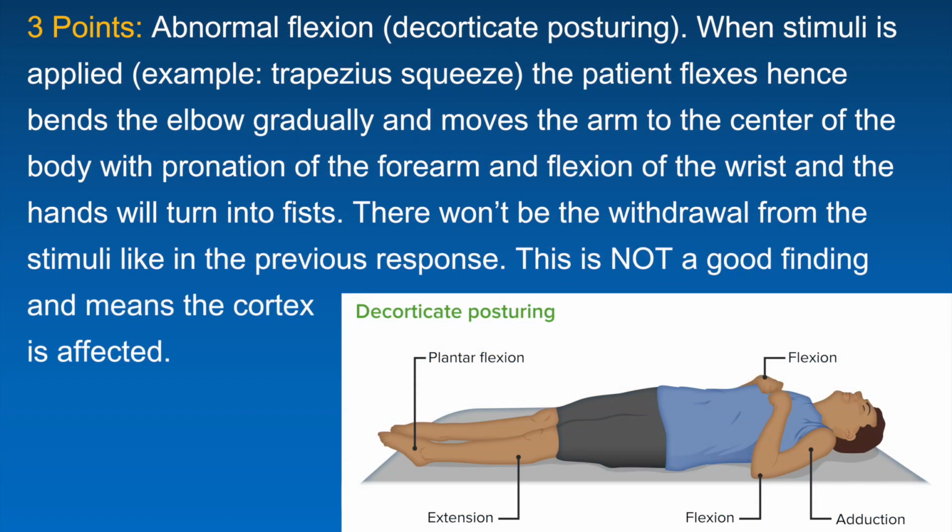3 points: abnormal flexion, or decorticate posturing, will be seen in the patient. When a stimulus is applied, for example, trapezius squeeze, the patient flexes, hence bends the elbow gradually, and moves the arm to the center of the body with pronation of the forearm and flexion of the wrist, and the hands will turn into a fist. There won't be withdrawal from the stimulus like in the previous response. This is not a good finding and means the cortex is affected.